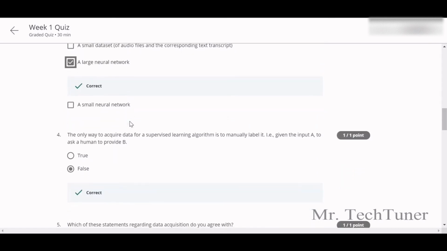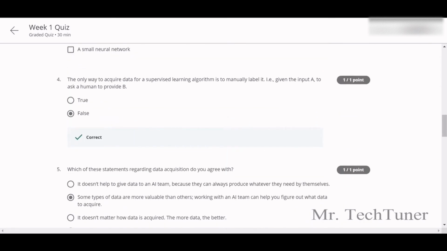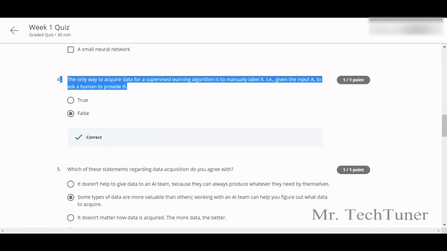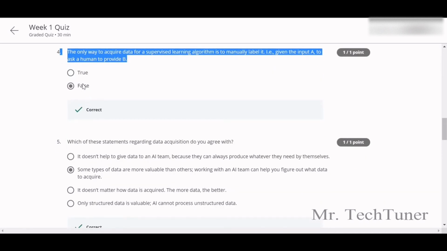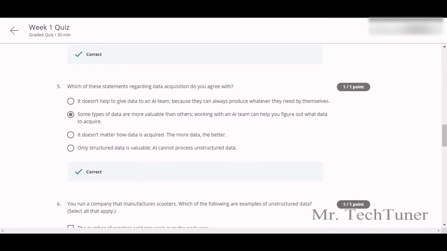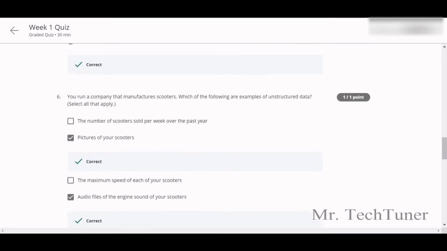Number four: the only way to acquire data for a supervised learning algorithm is to manually label it, for example, given an input A, to ask a human to provide B. This is false. Number five: which of these statements regarding data acquisition do you agree with? Some types of data are more valuable than others. Working with an AI team can help you figure out what data to acquire.